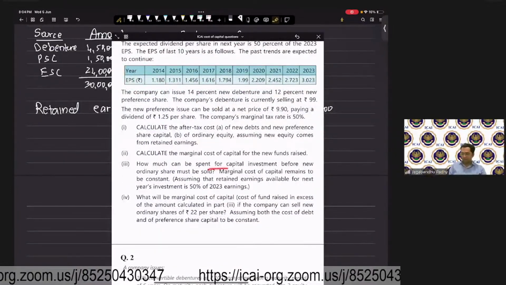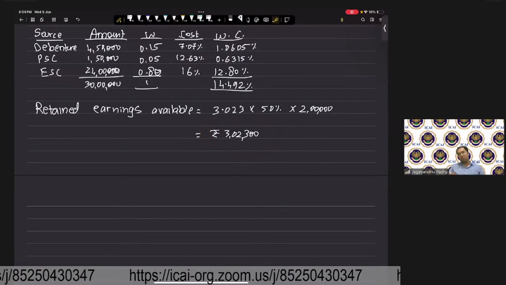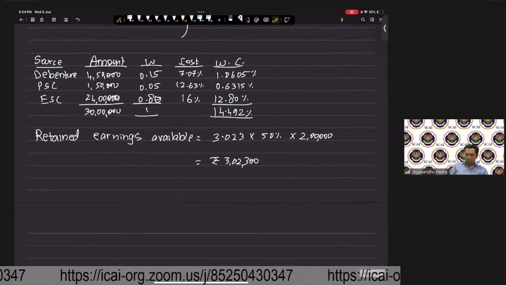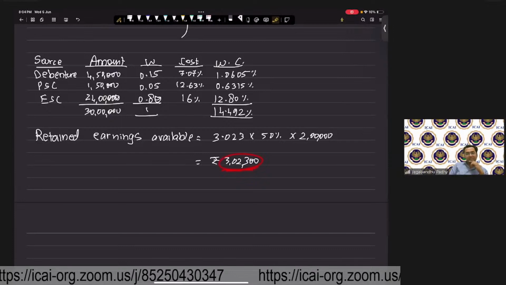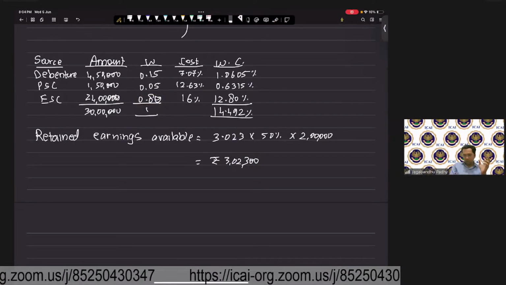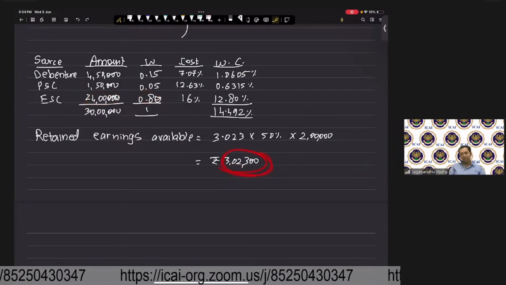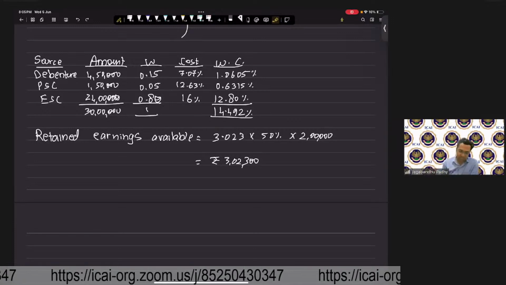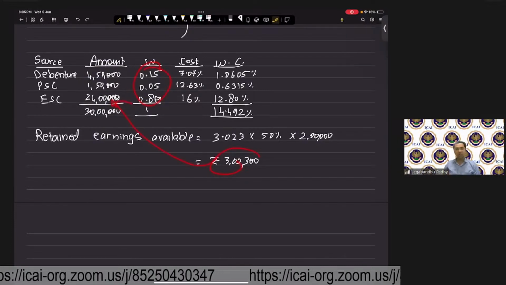Now we understand what the question requires us to calculate. It says how much can be spent for capital investment before new ordinary shares must be sold. If I ask you, where is this retained earnings going to get accumulated next year? Whatever is retained gets accumulated in the equity, right? So the equity share capital which we have, 24 lakh, is going to increase by 3,02,300. And the equity share capital is basically 80% of the total capital employed, right? So if I have got this retained earnings available for next year, I'm not going to issue any shares. But since this is our optimum capital structure, I need to maintain this ratio.